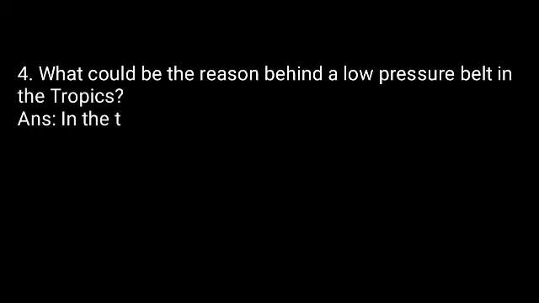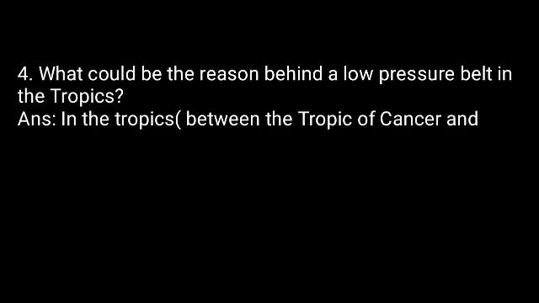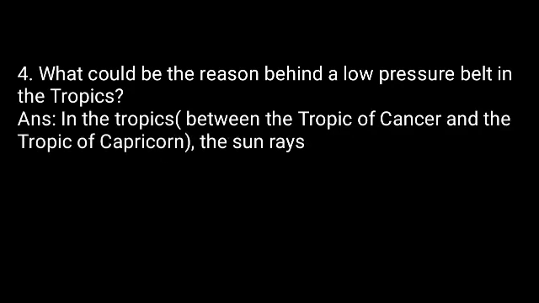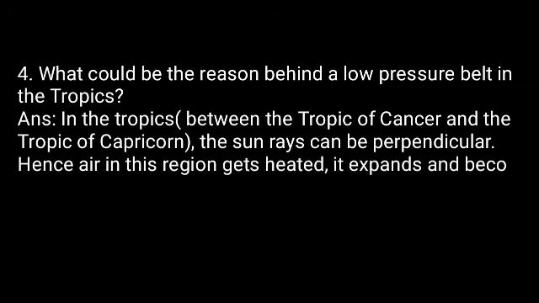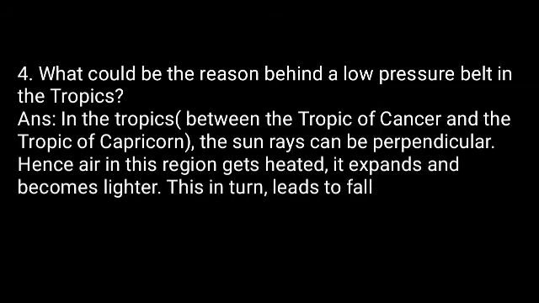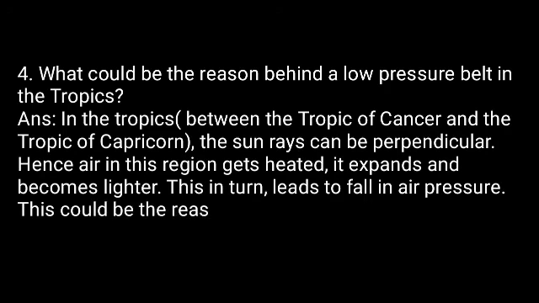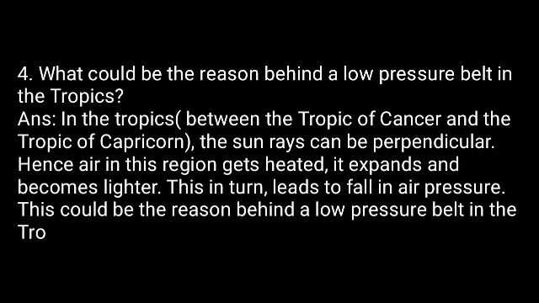Fourth question, what could be the reason behind a low pressure belt in the tropics? Answer, in the tropics, between the Tropic of Cancer and Tropic of Capricorn, the sun rays can be perpendicular. Hence, air in this region gets heated. It expands and becomes lighter. This in turn leads to a fall in the air pressure. This could be a reason behind a low pressure belt in the tropics.